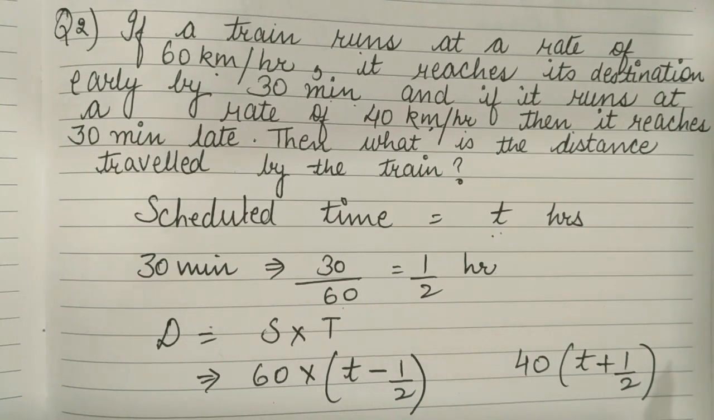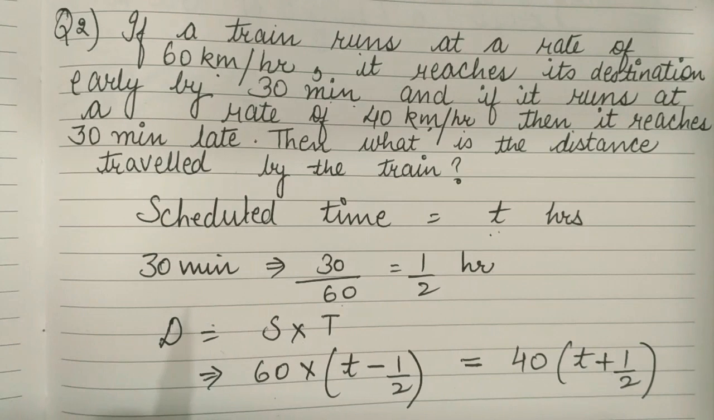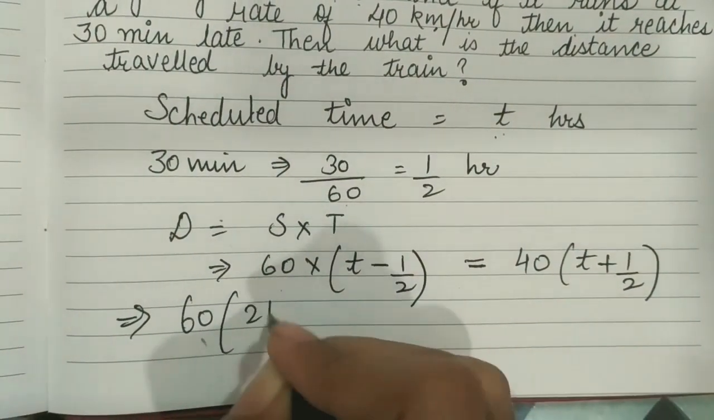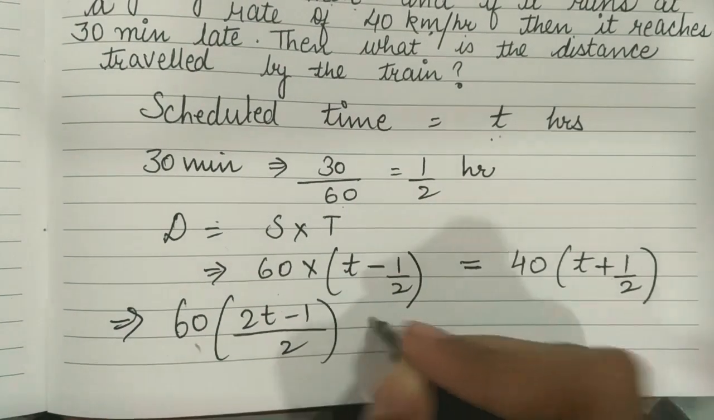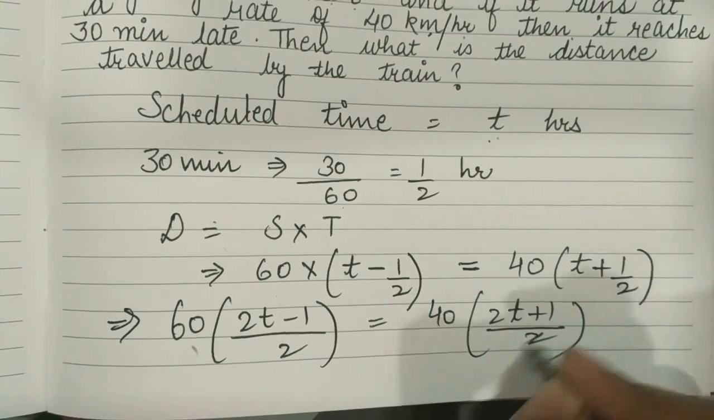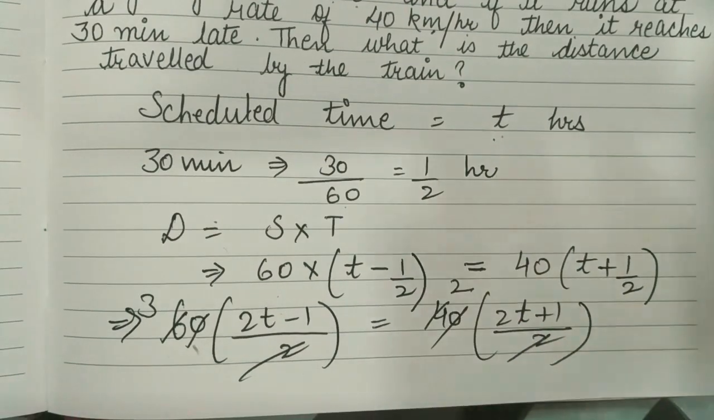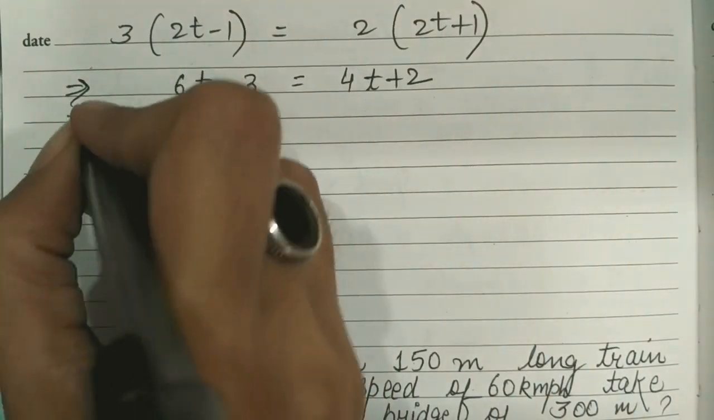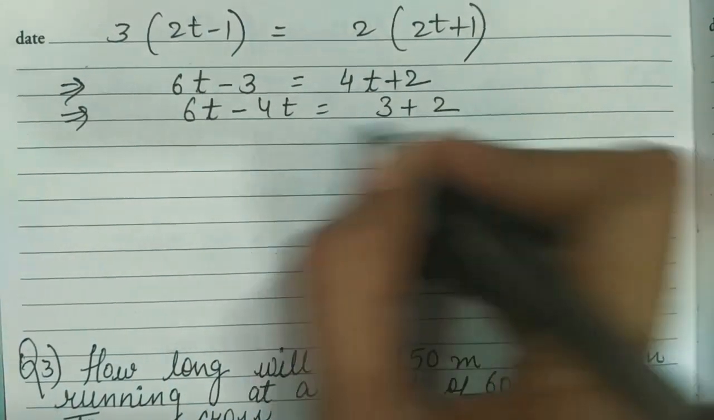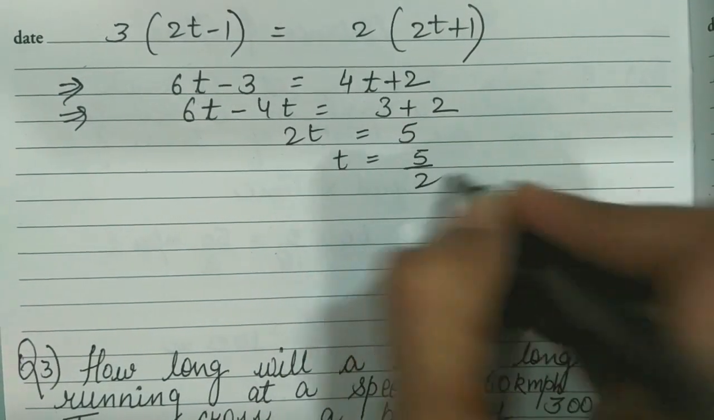But both of these are the distances traveled by the train, so equate these both. On taking the LCM, you will get 60 times (2t minus 1) upon 2 equals 40 times (2t plus 1) upon 2. Cancel the 2s. Solving this equation, we are going to get the value of the scheduled time. Our time will be 5 by 2 hours.